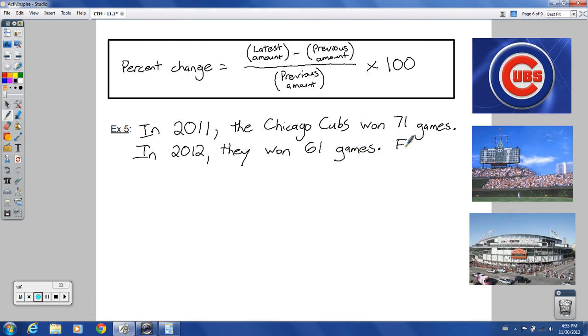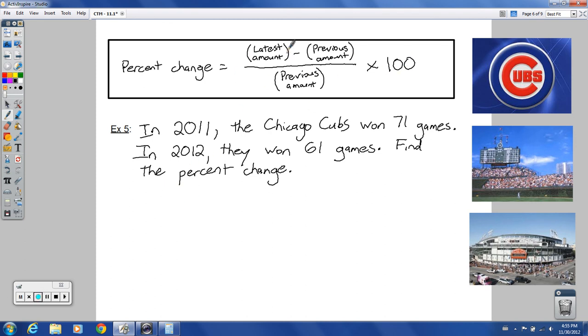And we're going to find the percent change. Okay. So, what are we going to do? Percent change equals the latest amount minus the previous amount over the previous amount times 100. So we're just going to use this equation up here and figure it out from there.